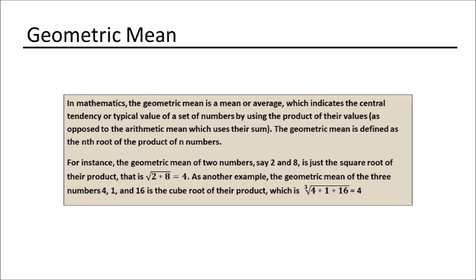For instance, the geometric mean of 2 numbers, say 2 and 8, is just the square root of their product. That is, the square root of 2 times 8 equals 4. As another example, the geometric mean of 3 numbers, 4, 1, and 16, is the cubed root of their product, which is taking the cubed root of 4 times 1 times 16, which also equals 4.